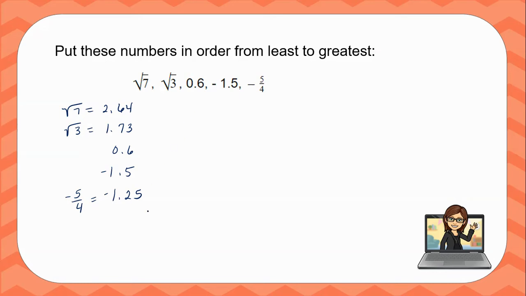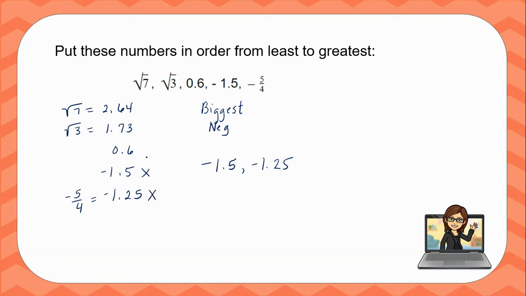So let's put them in order from least. That's going to be your biggest negative. That's going to be your least value. And in this case, that's your negative 1.5. So this guy is out. Next, we'll use a smaller negative, which would be negative 1.25.